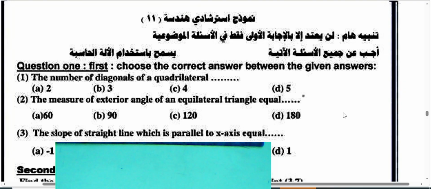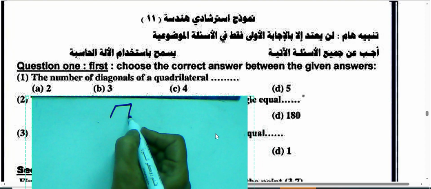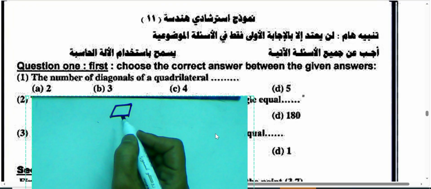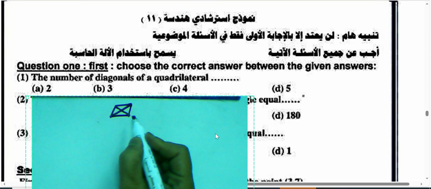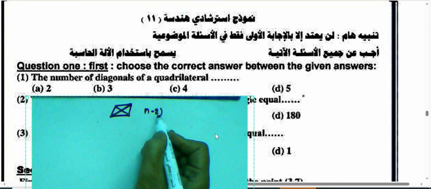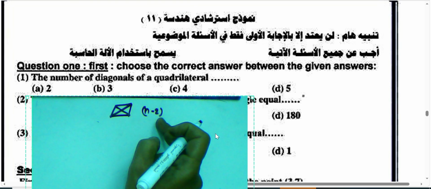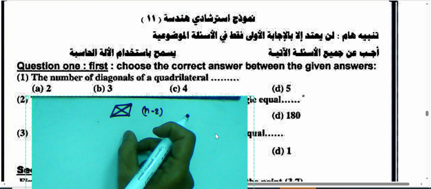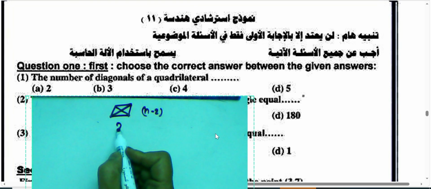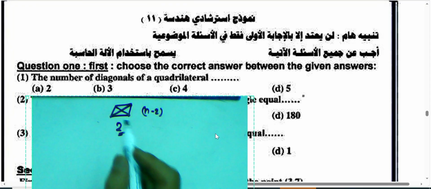First question: the number of diagonals of a quadrilateral equals? A quadrilateral has two diagonals like this. A quadrilateral means a polygon with four sides. How many diagonals? We have 1 and 2. Two diagonals, or you can use the formula: the number of sides n minus 2 gives the number of diagonals. Then the number of diagonals will be 2. We have two diagonals in a quadrilateral.